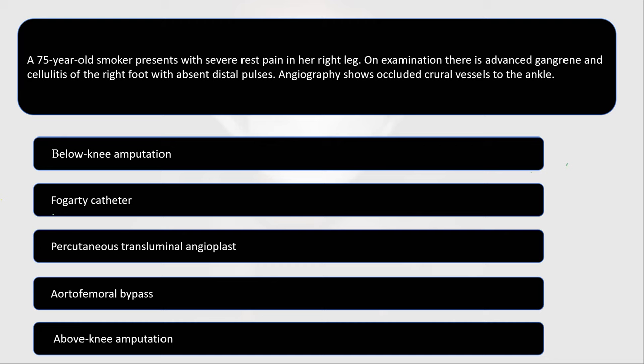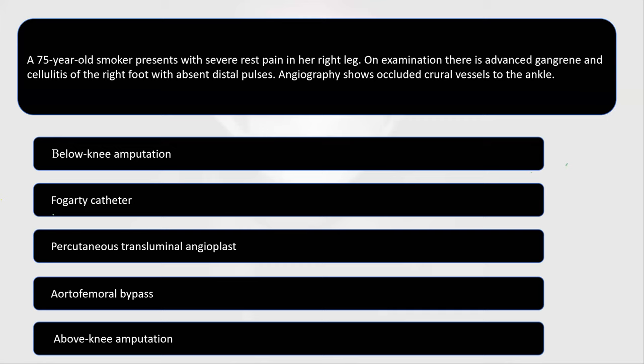Exactly, and this is the angiography showing crural vessels occluded at the ankle. So why cut more? It's better to cut less when it's feasible. I know above knee amputation is preferred in some situations, but this is not the case. In some other scenarios, there is a single distal runoff. In that case, you can try endovascular revascularization. But in this case, there is cellulitis, absent distal pulses, and occluded crural vessels. It doesn't mention anything regarding distal runoff, this is distal disease. So below knee amputation is better.